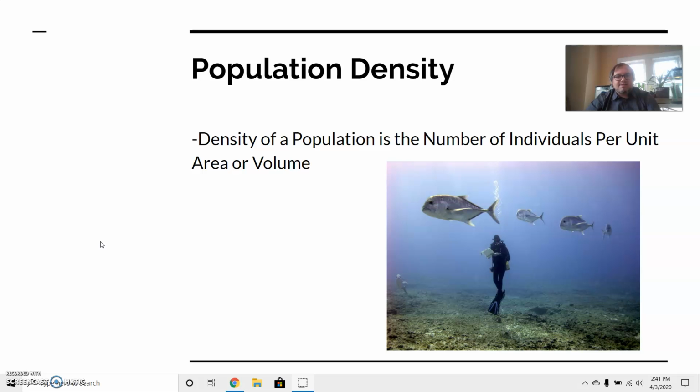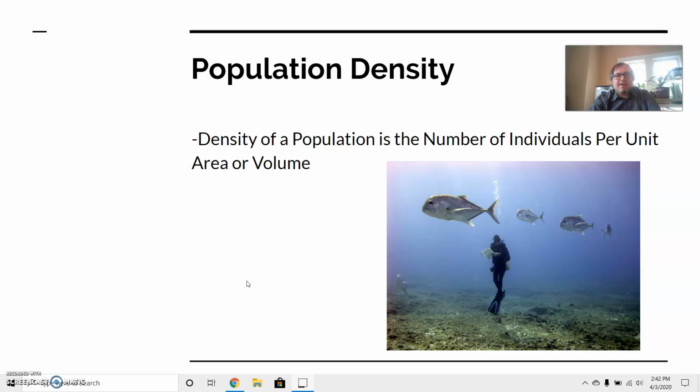So, when we talk about density, again, we're describing something that'll be basically described by a mathematical equation. Density of a population is the number of individuals per unit area or volume. So, as you can see here in the photo example, we have someone who's doing a survey on a group of fish. So, they would be looking at the number of individuals per unit of volume. They may survey a particular part, in this case of an ocean or reef area. They may determine that it's so many liters or so many gallons, and then they're going to count the number of individuals of a particular species in that area.